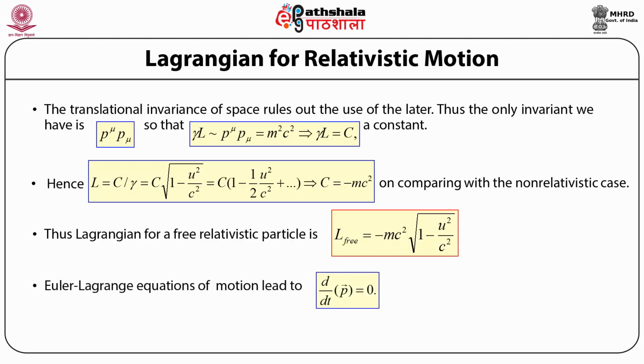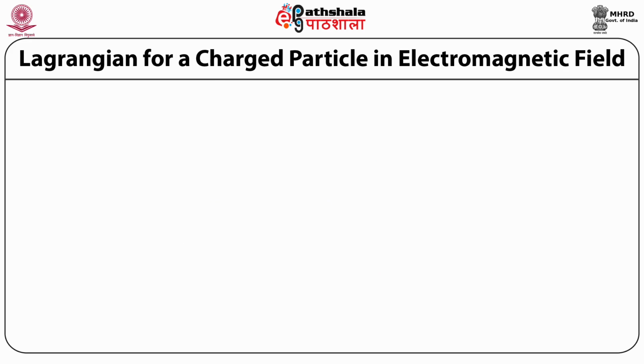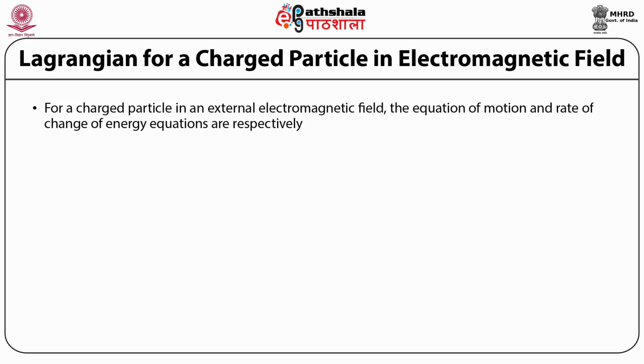On applying the Euler-Lagrange equation to the above Lagrangian, we obtain the equation of motion of a particle, that is, d/dt of (mγu) equals 0, or dp/dt equals 0. Lagrangian for a charged particle in electromagnetic field.